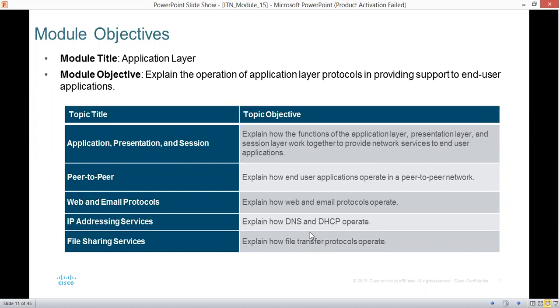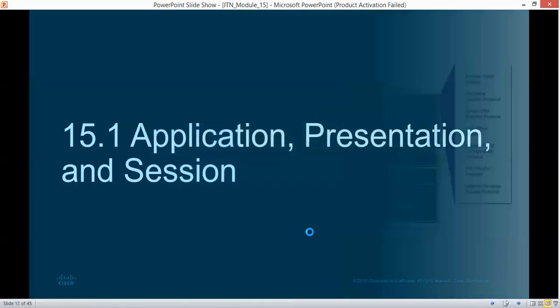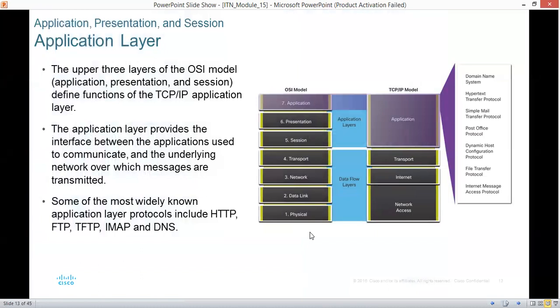layer and session layer, and how they work together to provide network services to end user applications. And then we'll look at peer-to-peer, and explain how end user applications operate in a peer-to-peer network. We'll also look at web and email protocols, IP addressing services, and file sharing services. So looking at the application and the presentation.